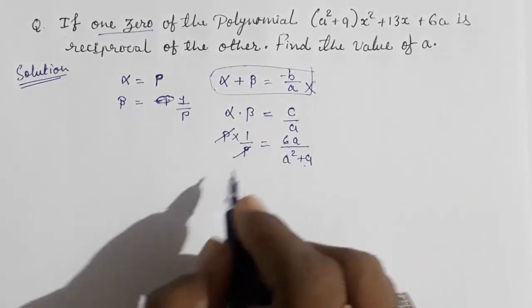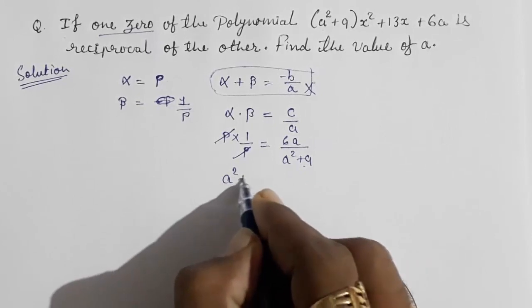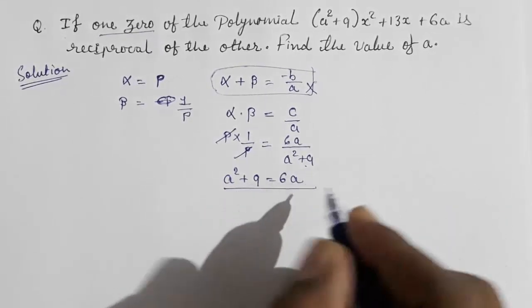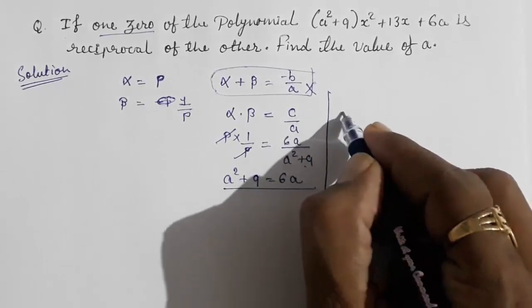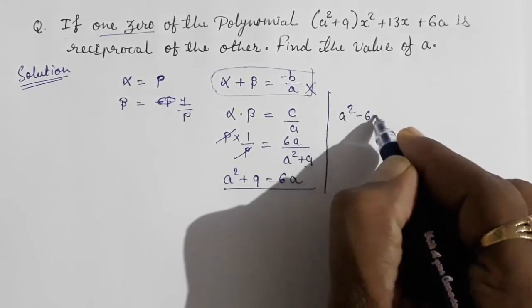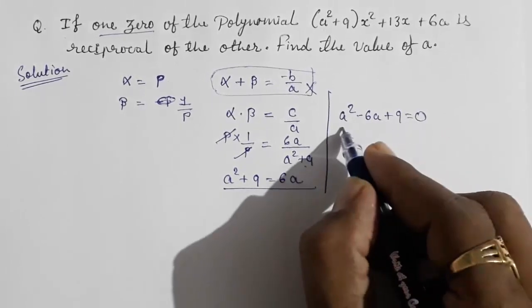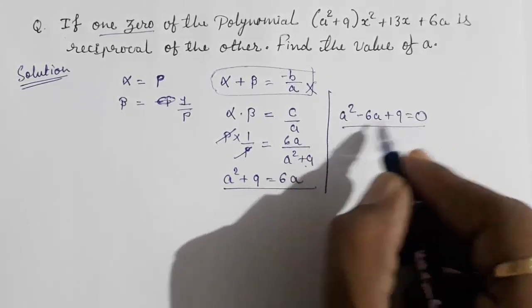Now take this a square plus 9 on this side, a square plus 9 equals to 6a. Now again you will get a quadratic from this, a square minus 6a plus 9 equals to 0. You can see directly I had taken that. Now you can do splitting the middle term.